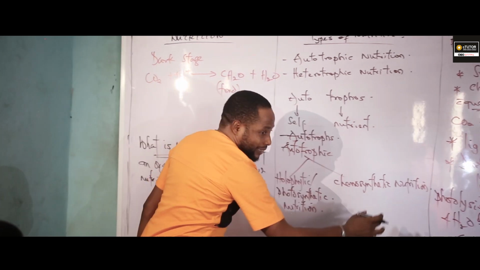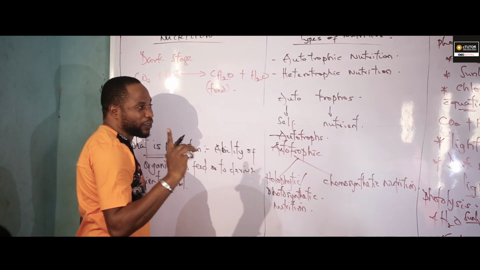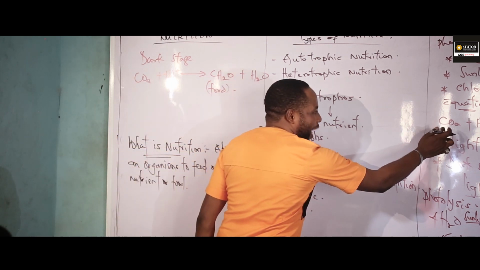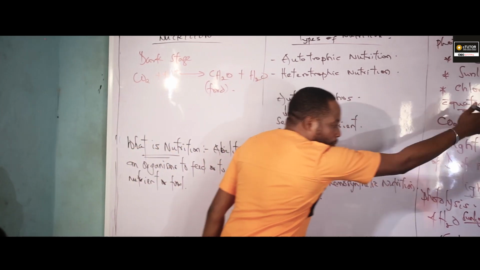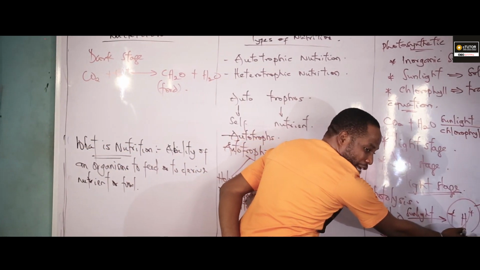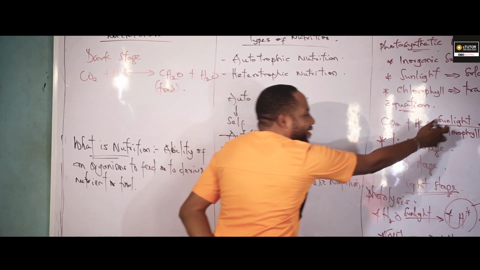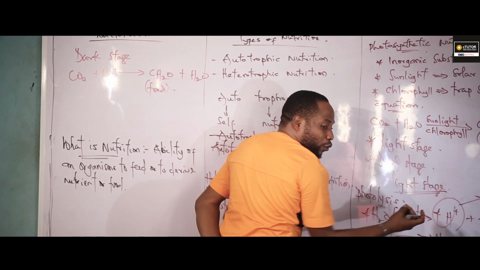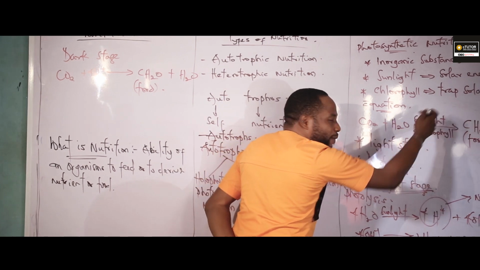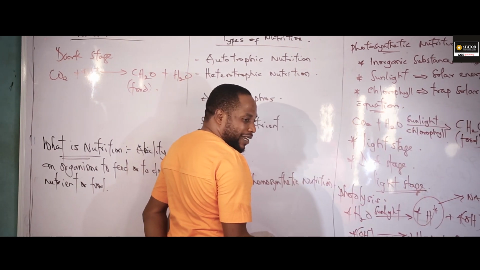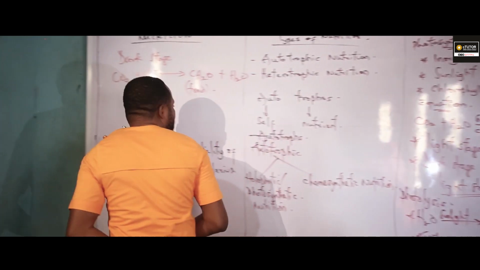So, the materials needed in photosynthesis are carbon dioxide, which is used in the dark phase, and water, which produces hydrogen ion. We need sunlight, from which we can get our solar energy. Then we need chlorophyll, which we use to trap the solar energy. Did you understand that? So that is it about photosynthesis.